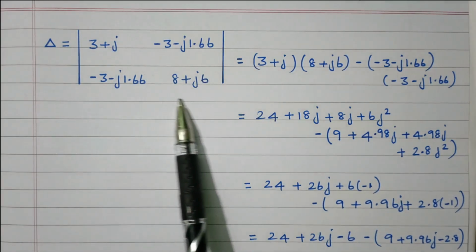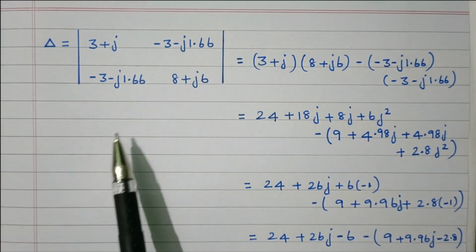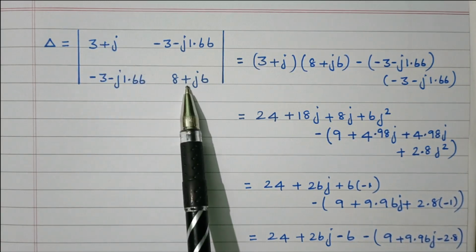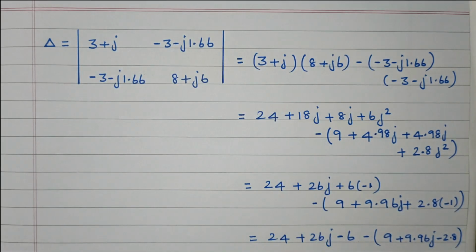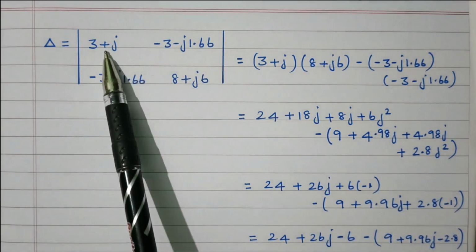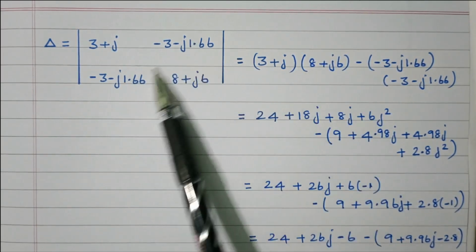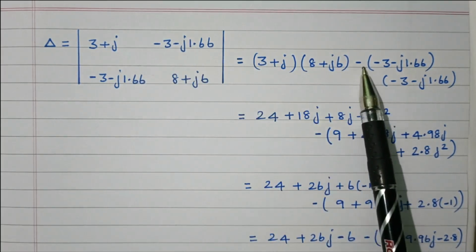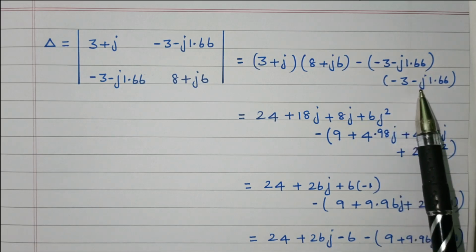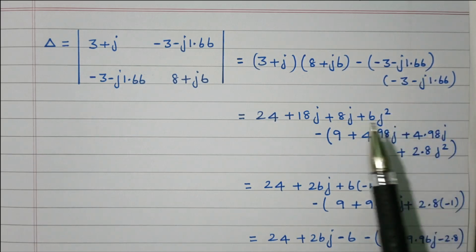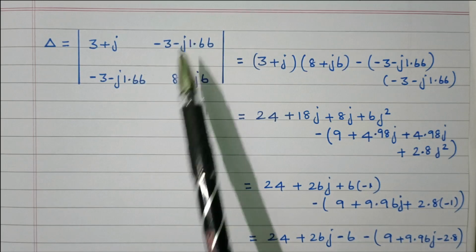So this is the determinant. This is the matrix delta. We need to find the determinant of this matrix, that is called the delta value. So we have to multiply these two values: 3 plus j into 8 plus j6, minus these two values. We have to multiply these two values: minus 3 minus j1.6 and minus 3 minus j1.6. Both the values are equal. So the determinant is these two elements multiplied minus these two elements multiplied.